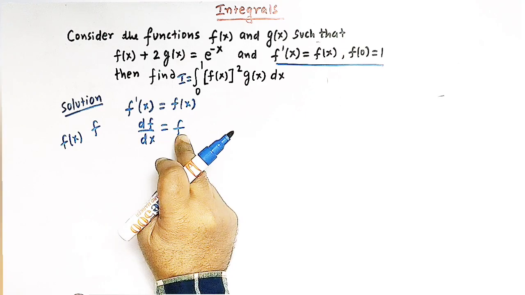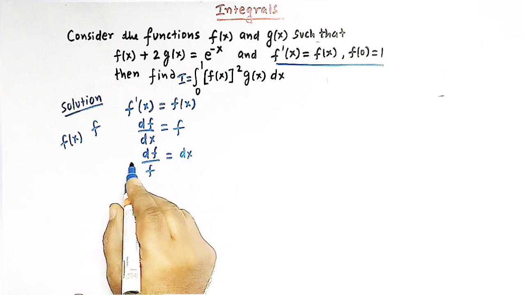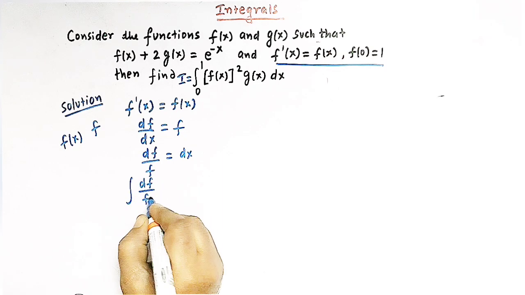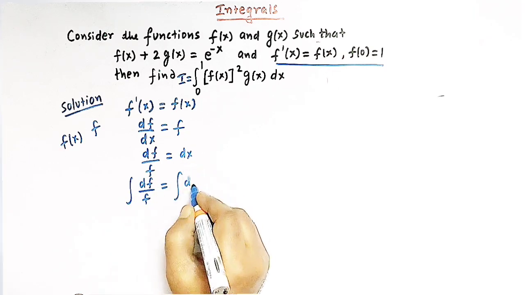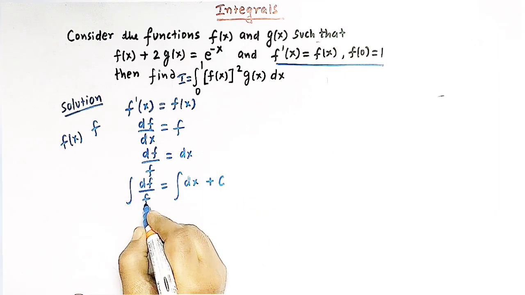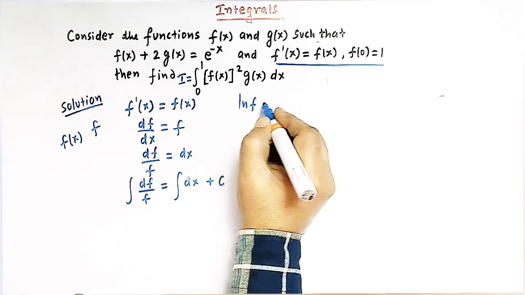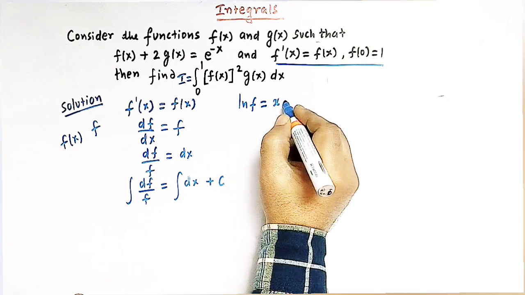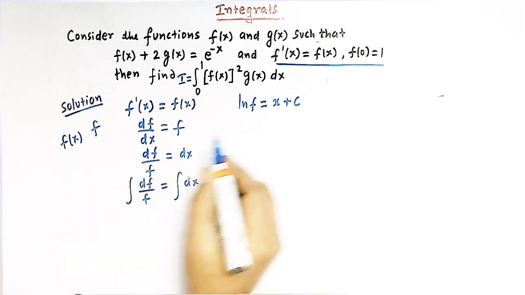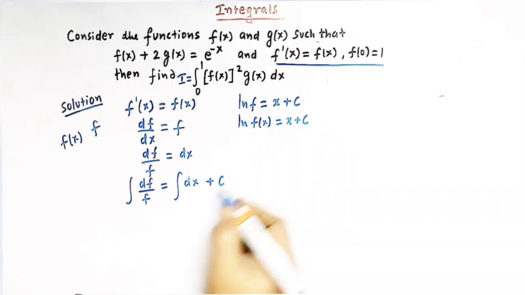So now separating the variables here, we can write df over f, and here we have dx. So let us integrate both sides. So we can now write integral df over f, and here we have integral dx, and c is the constant of integration. So here the integral 1 over f df is simply log of f, and here we have x plus c, right? So let us again replace this f by f of x. So we have natural log of f of x is equal to x plus c, right?